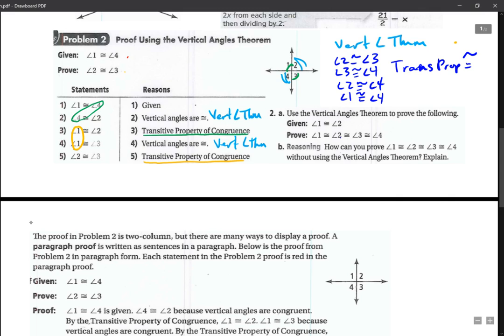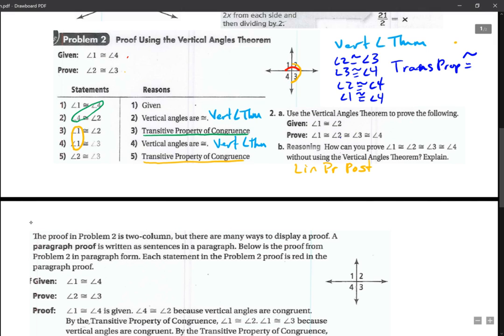Part B says, how can you prove the previous theorem without using the vertical angles theorem? So let's erase that and take a look at it. Do you see anything that might be helpful? I see that we have a linear pair there. Do you see that linear pair? I also see another linear pair here, and one down on the bottom and one on the other side. So we could use the linear pair postulate.